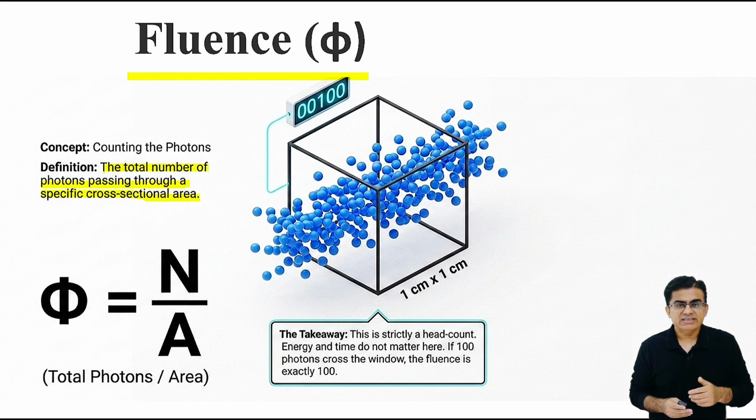In your physics textbooks, you will see the mathematical formula. The formula states that fluence equals n divided by a. Here, n stands for the total number of photons and a stands for the cross-sectional area.